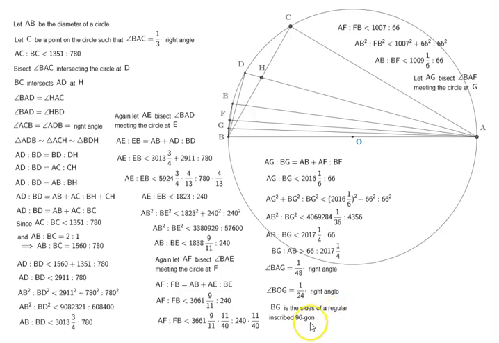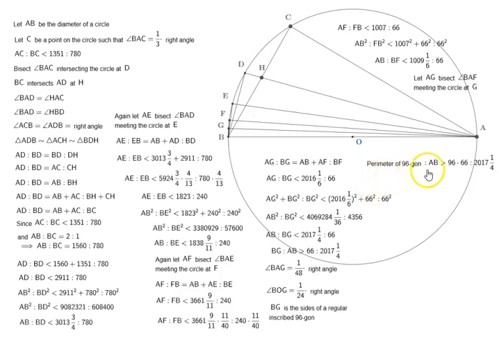Now, BG is the side of a regular inscribed 96-gon. Because remember, again, we are looking at only one quadrant. So the same thing would apply to the other three quadrants, which means 1/24 times 1/4, which gives us 1/96 of a complete circle. So that is how we end up with a 96-gon. So now that means we have an inscribed polygon which is 96 sided.